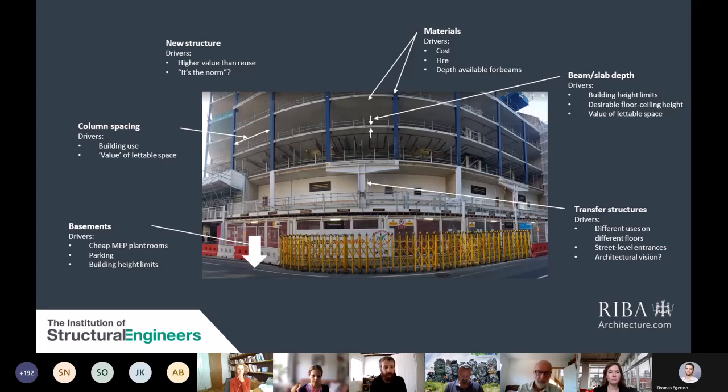But when you start to unpick it, you realise that, of course, the column spacing has been driven by certain things. The beam to slab depth has been driven by certain things. And all of these drivers, generally speaking, you end up decreasing the depth of beam you have available, or you widen the column spacing, or you add a basement, you build a new structure instead of retaining. And they're all driven by these factors that we've been used to working with for years and decades. And we need to start changing our mindset now and asking, is that worth it? When the result of it is that all of these decisions have increased the embodied carbon of that building in front of you. That's it for me. Thanks.